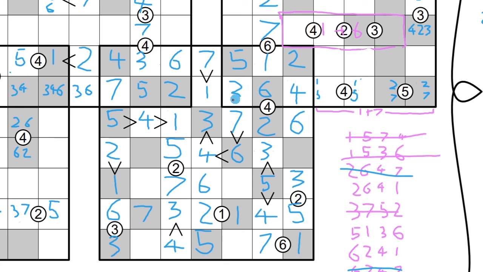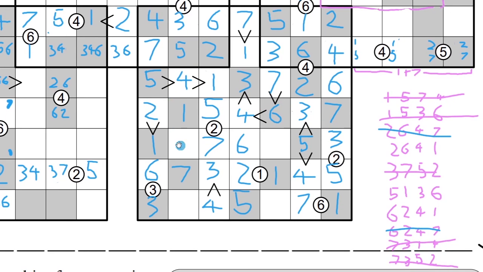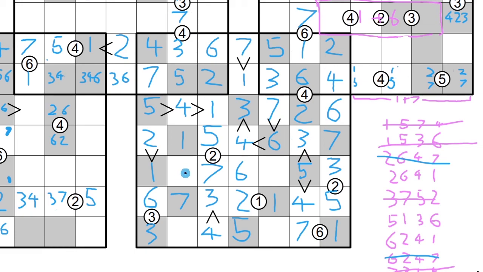Sorry, I lost my train of thought there. 1, 2, 3, 4, 5. So 7. Yep, no contradiction so far. 1. All good. We almost have a square. 1, 2, and 6 are missing from here. 2 and 6. So 6 can't go there, so it's here. 2.